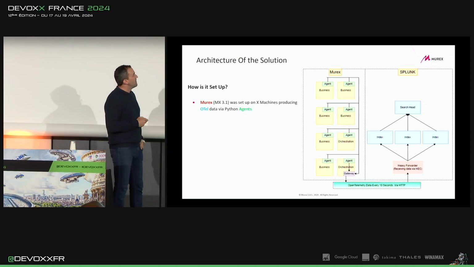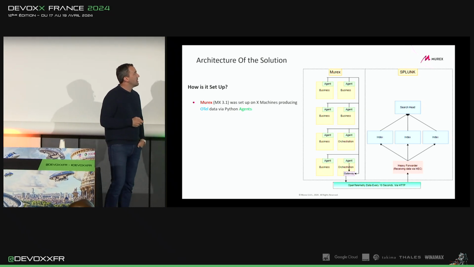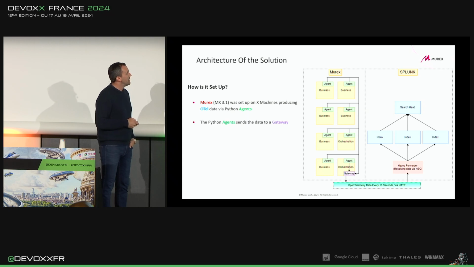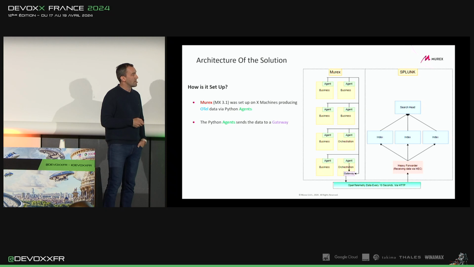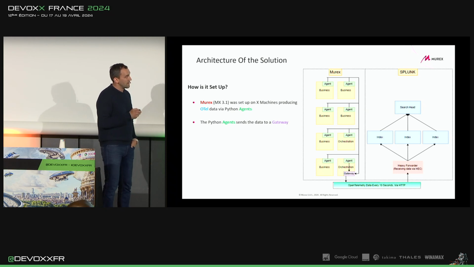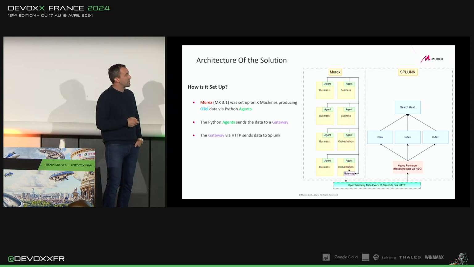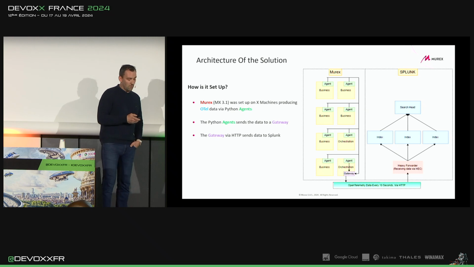So what we did was we created Python agents which sit inside each box. And the Python agents will send data to a gateway down here, where it's consolidated, and then it's pushed out to a visualizer. In this case, it's Splunk, as I said. The gateway via HTTP sends data to Splunk, okay? So that's the overall view of it.